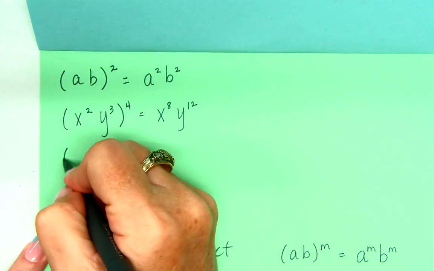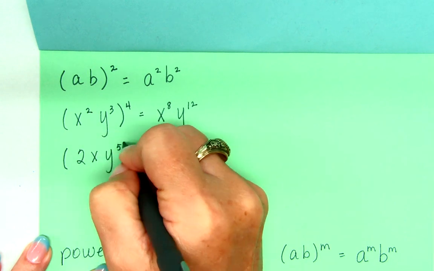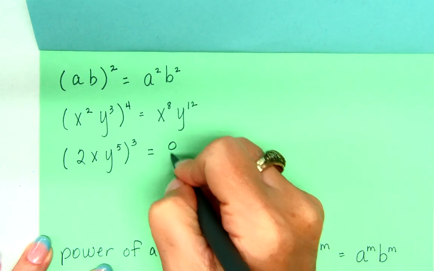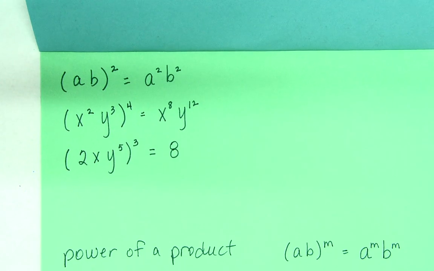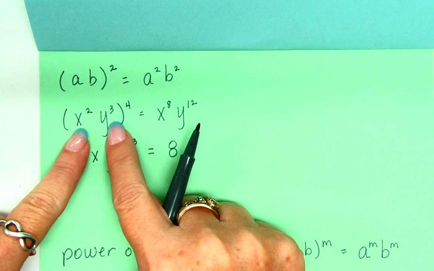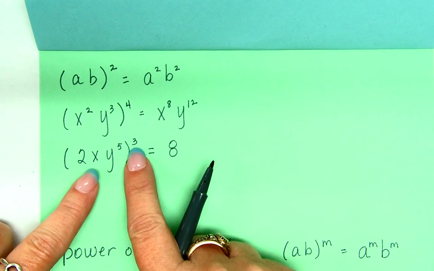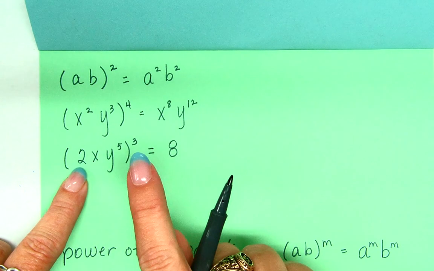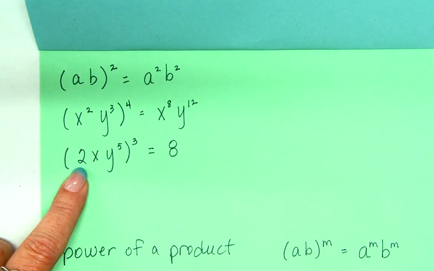Okay, what about this one? (2xy to the 5th) raised to the 3rd power. The answer is 8, x to the 3rd, y to the 15th. So when I said what's raised to the 4th power, you said everything, right? So in this problem, what's raised to the 3rd power? Everything, even the 2, right? 2 times 2 times 2 is what? 8. Does that make sense?